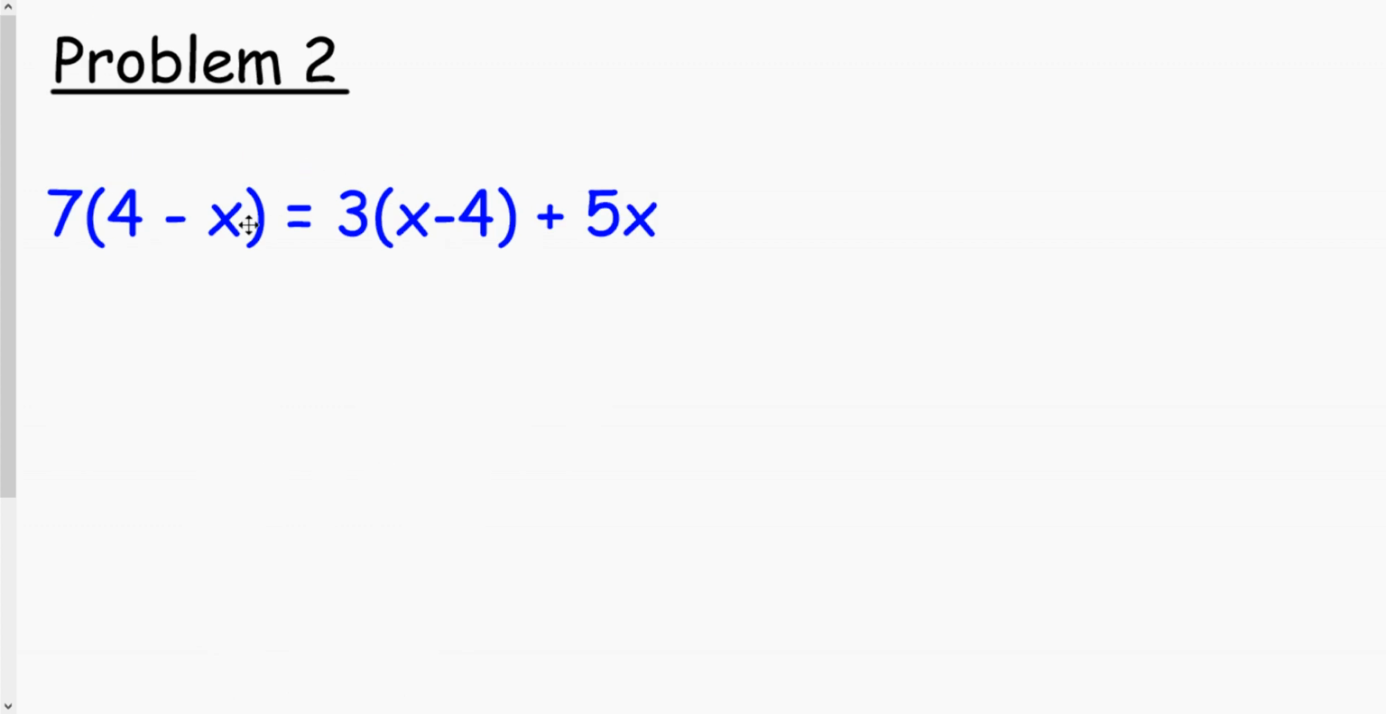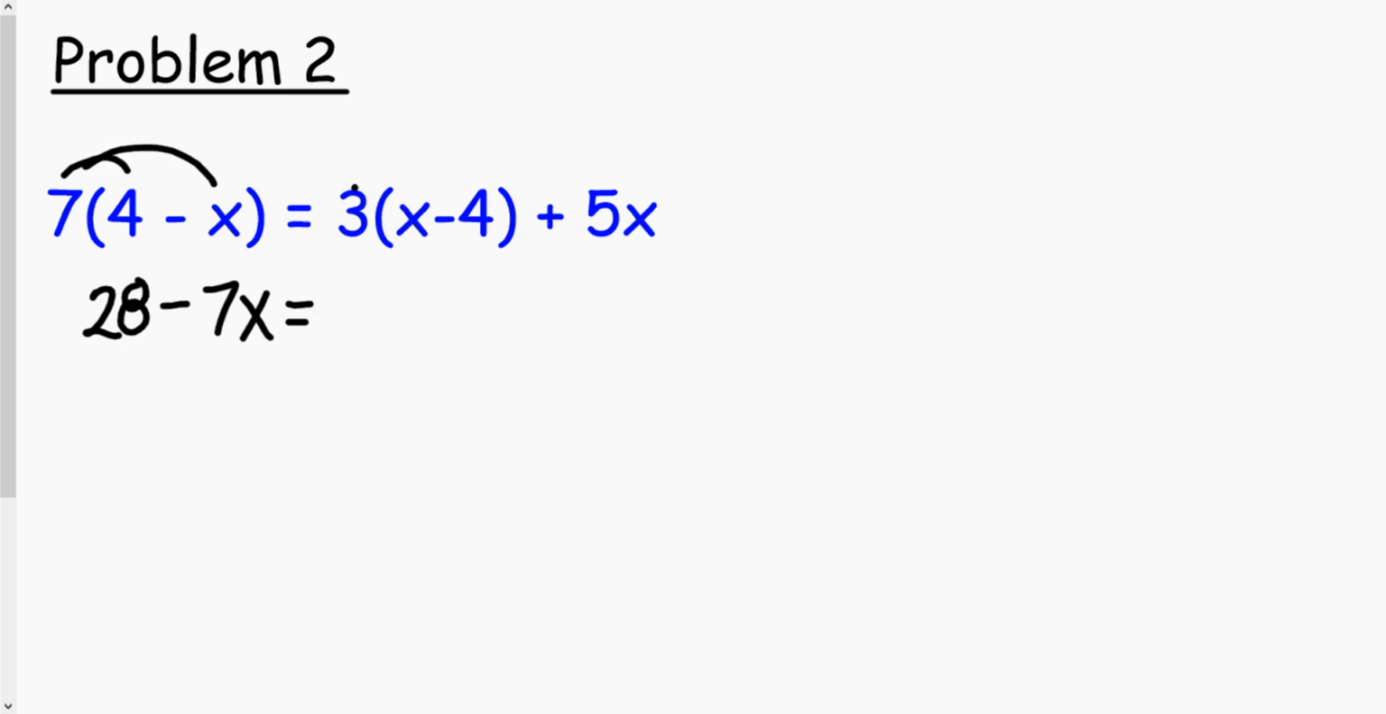Alright, the second problem gets slightly more complicated. What you'll notice is one side you have to distribute the 7, and on the other side you have to distribute the 3, but there's also an extra term out here. So we're just going to treat each side like it's an expression of its own and start by distributing the 7 on the left-hand side. 7 times 4, 28. 7 times minus x is minus 7x.